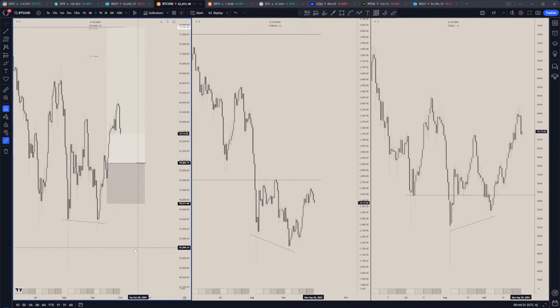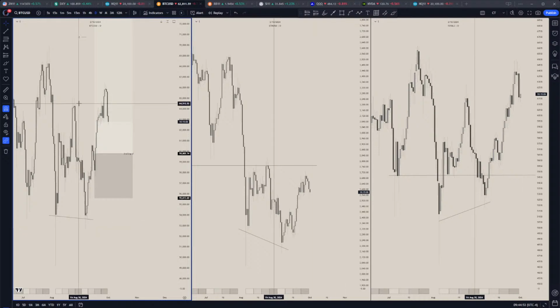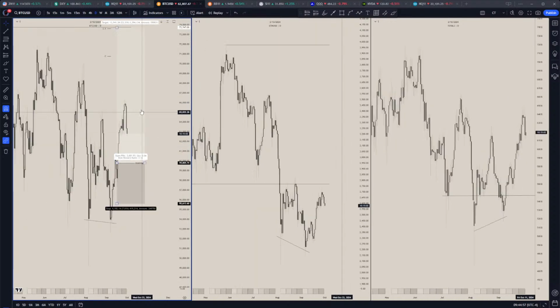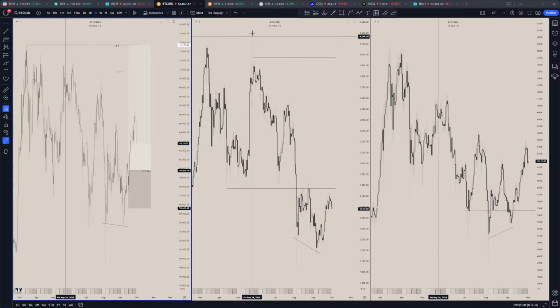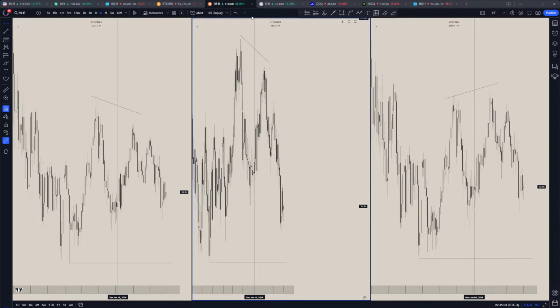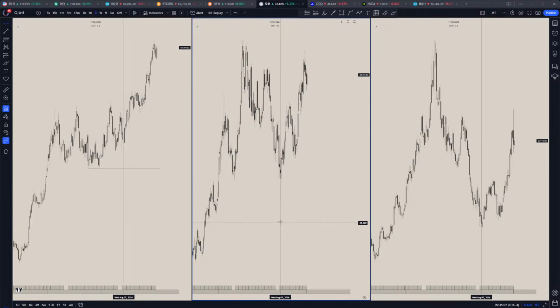Coin, my long is not looking too good, not looking too pretty. I did take a partial at this high, and I moved my stop to break even, so we'll see if it hits. If it hits, it hits. Oil, I would still expect it to go lower. Metals, I have no clue what it's doing.